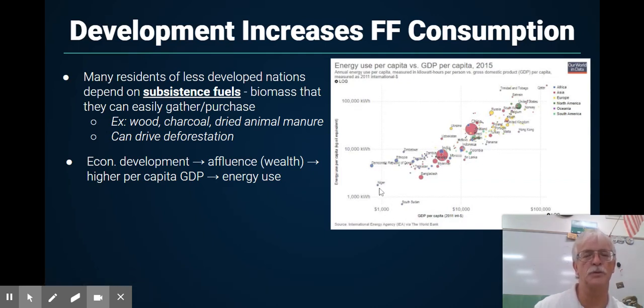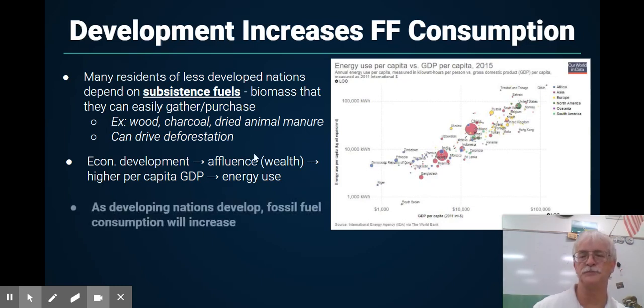If you go from Niger way down here, all the way to Qatar, there's a huge difference, and what you need to notice is that this is logarithmic. So this is 10 times as much as here, both on the vertical axis and the horizontal axis. So it actually is much more than what it appears to be.